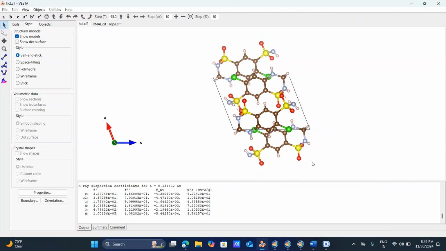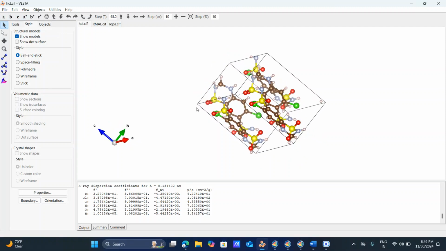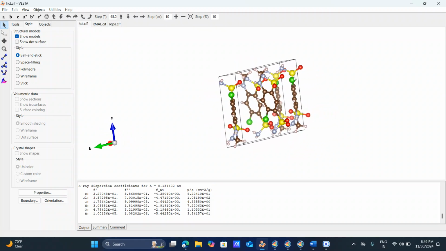So this is the following structure that we have made of the hydrochlorothiazide. You can observe it through different aspects. You can just have this slope.